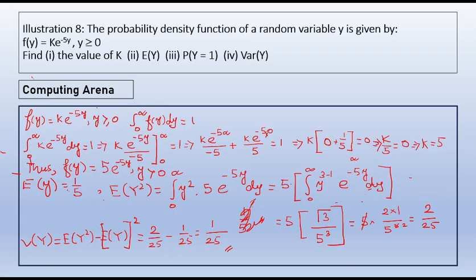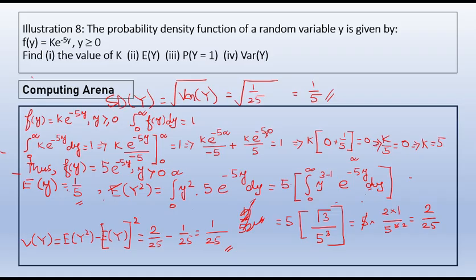In case you are asked to compute the standard deviation of y, this is the square root of the variance of y. So that comes out to be the square root of 1 by 25. Square root of 1 is 1, square root of 25 is 5, so this is equal to 1 by 5. So you see the standard deviation and the mean are both coming to be 1 by 5, and they are the same.